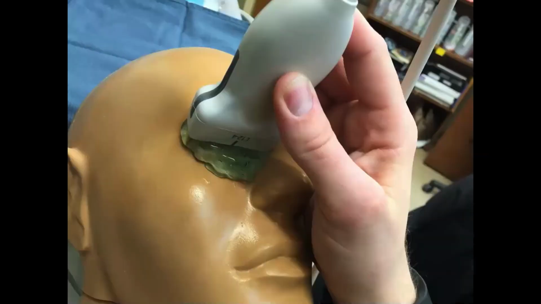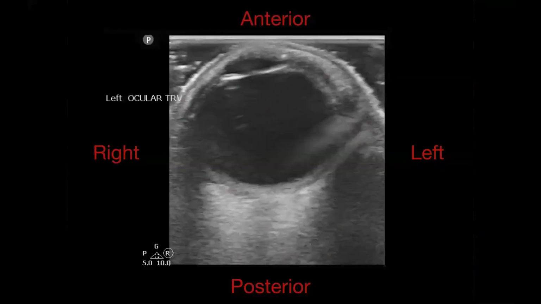So here's an image of kind of how it's going to look in the transverse orientation. The probe is oriented horizontally with the indicator towards the patient's right, so that in the right eye, the probe indicator will be oriented temporally. In the left eye, the probe indicator will be oriented nasally. So just know that that's going to be our convention here at MetroHealth in the emergency department.